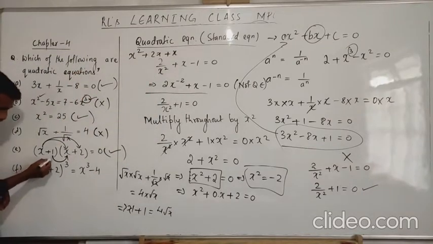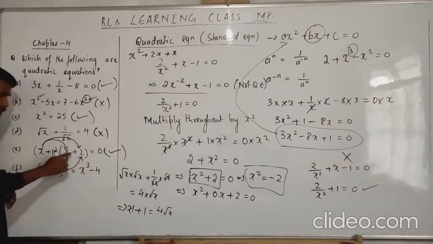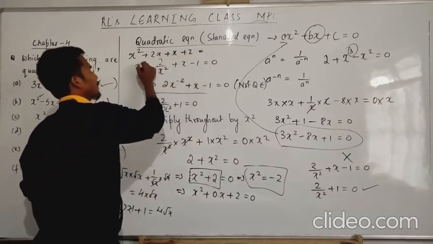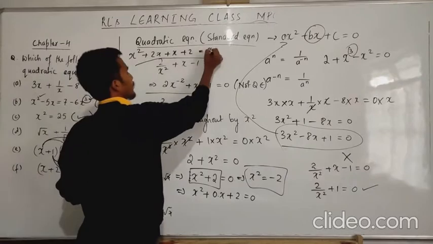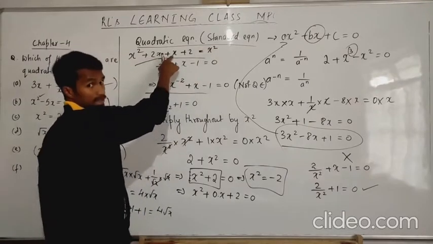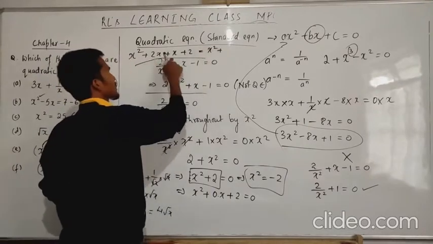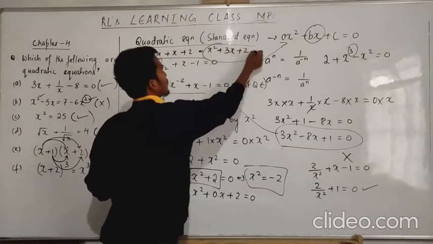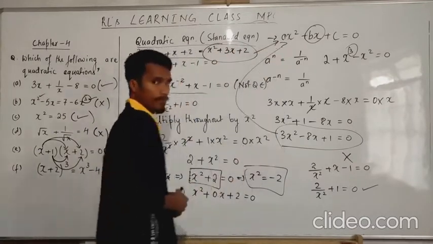Then this one again multiply 2. Then 1 into 2, we got 2. Then at last we got x squared. Then 2x plus x, how much do we get? 2x plus x is 3x, plus 2. Now is this in this form?